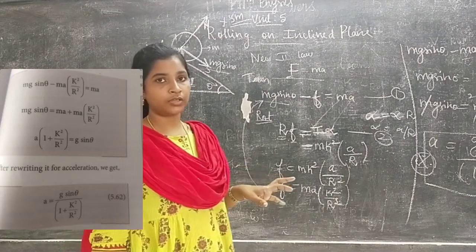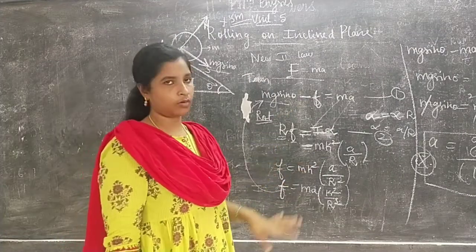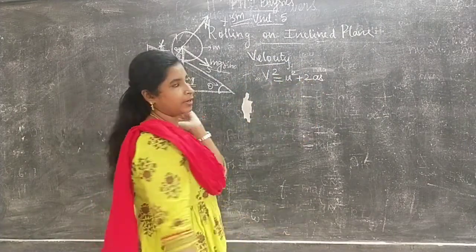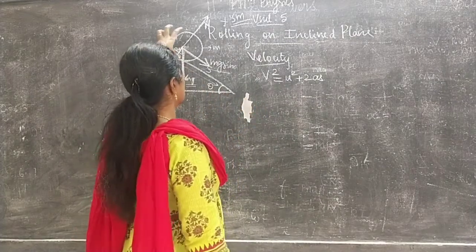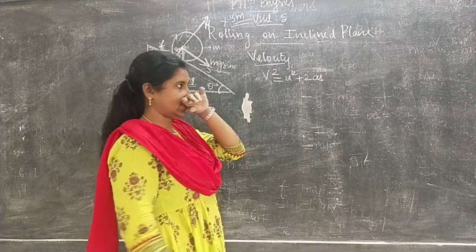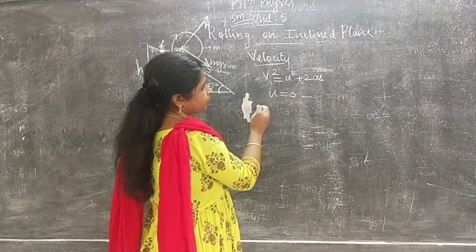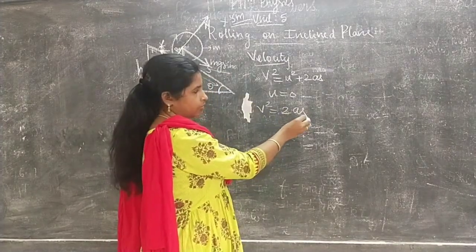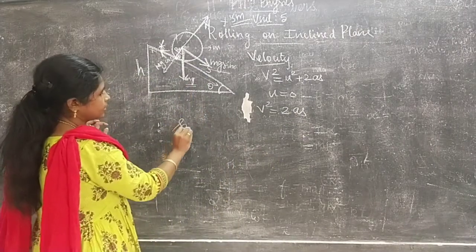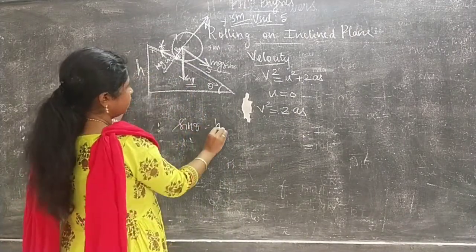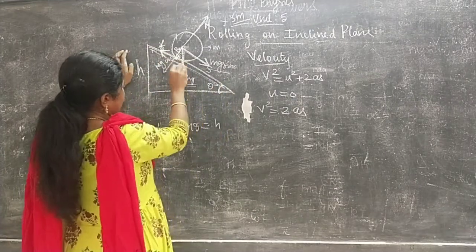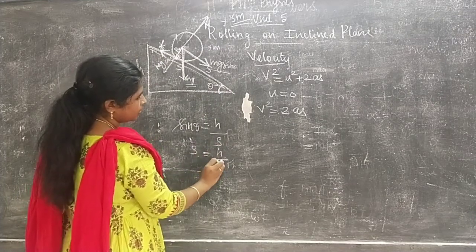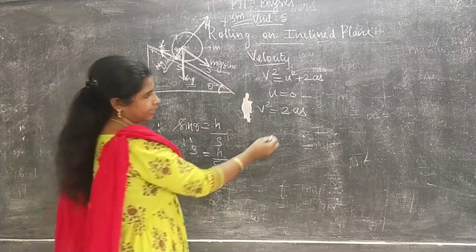The next thing we have to find out is the velocity and the time taken to reach the ground. First the velocity. For that we use the kinematic equation v square is equal to u square plus 2as. Consider the body initially at rest, after that it is rolling. So u is equal to 0. Therefore v square is equal to 2 into a into s. Okay, a we have already calculated. What is s here? Sin theta is equal to opposite side by hypotenuse, and s is the distance along the inclined plane. So s is equal to h by sin theta.